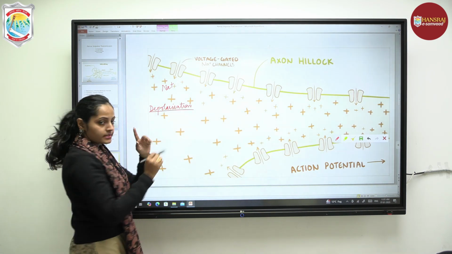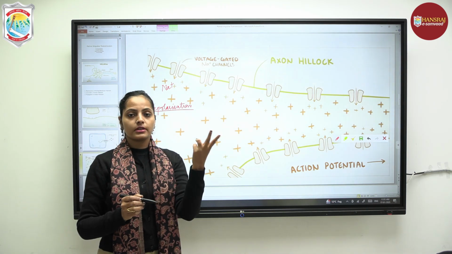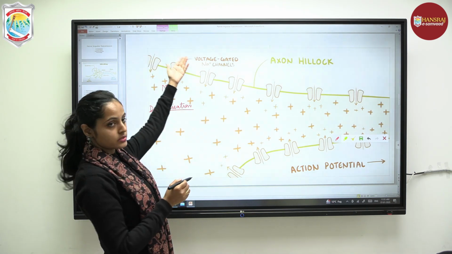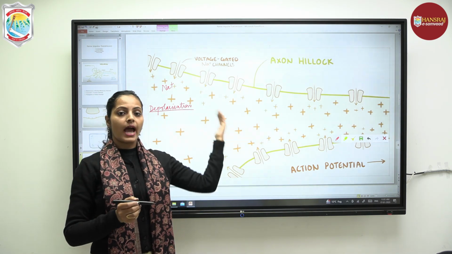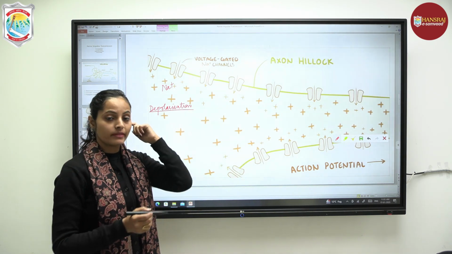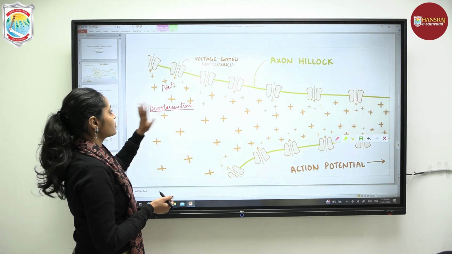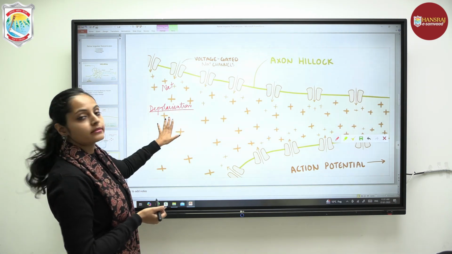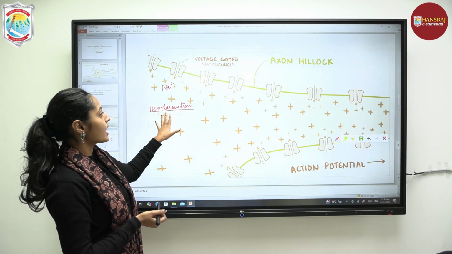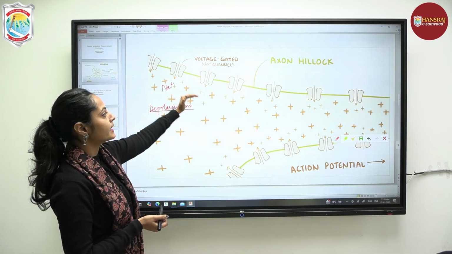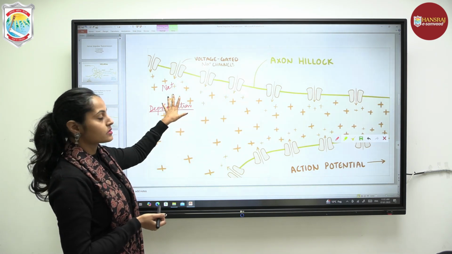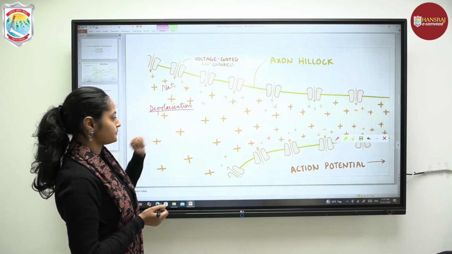So in the polarized state also there was a charge difference across the membrane, but outside was positive and inside was negative. Now there's a charge reversal when the action potential has arrived, when the impulse has arrived. Now we say that the membrane is depolarized. There is rapid influx of sodium ions, making the inside more positive. That is what is happening during depolarization.